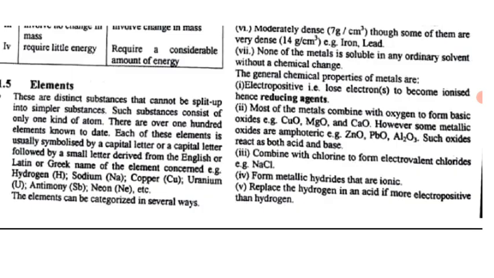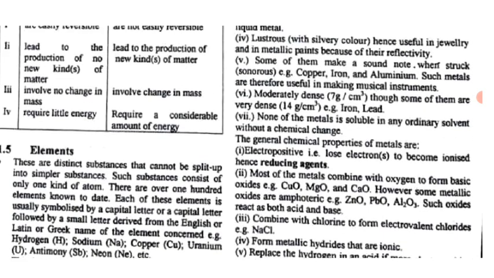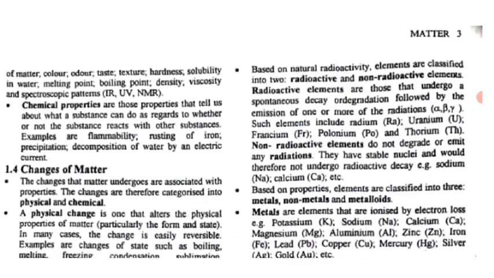So for elements, the substance consists of only one kind of atom, and the periodic table gives us more details about the elements that have been discovered already, right? And there are over 100 elements known to date, and they are usually symbolized by a capital letter followed by a small letter derived from the English, Latin or Greek name. For example, hydrogen, H, that's one letter. Then sodium, we have two letters, N, capital letter, and then A, right? So they can be categorized in several ways, based on the radioactivity.